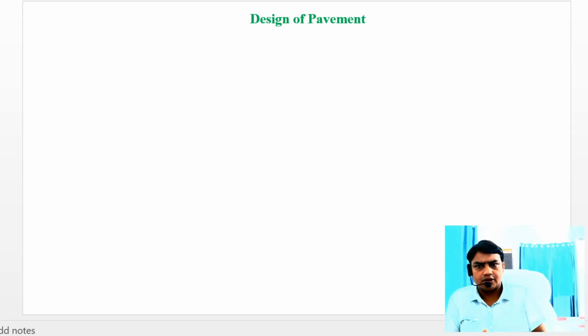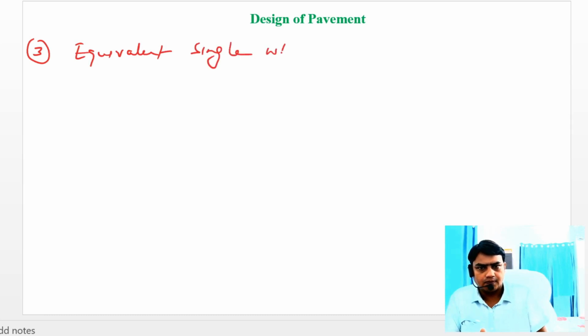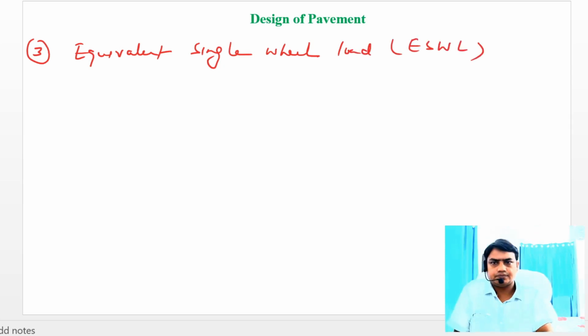Similarly, the third parameter is called equivalent single wheel load, ESWL. So equivalent single wheel load can be computed.